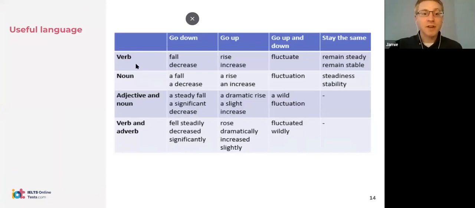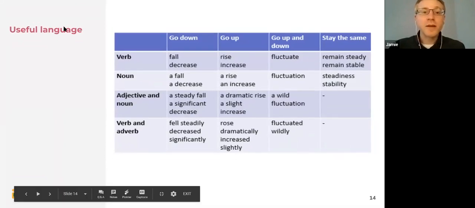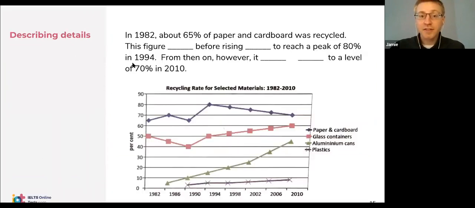Moving on, let's practice putting these to use when we describe the details of the chart. So in my overview, I decided to focus on paper and cardboard as one of my main points. In my next paragraph, I'm going to spend 1 or 2 sentences describing this trend in more detail. So I have here an example with some missing words. Can you suggest the missing words for this sentence?